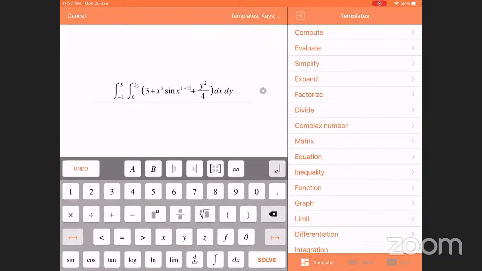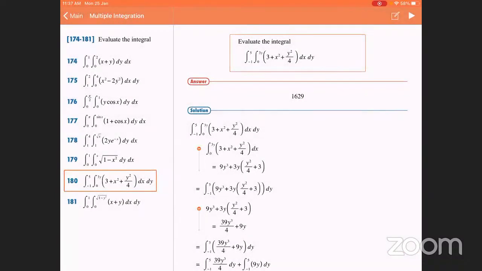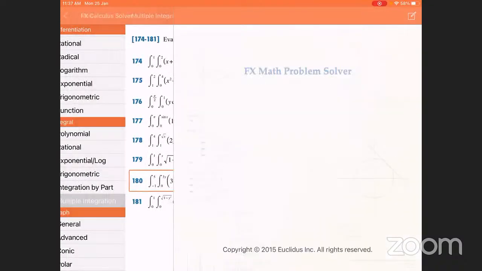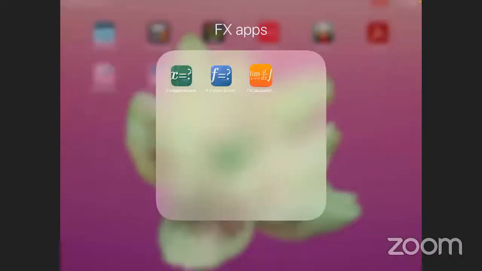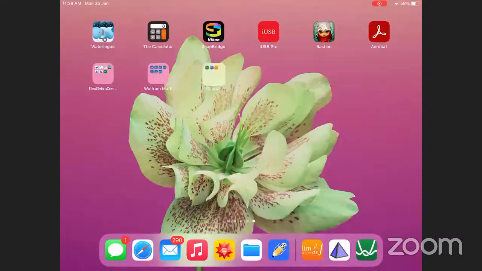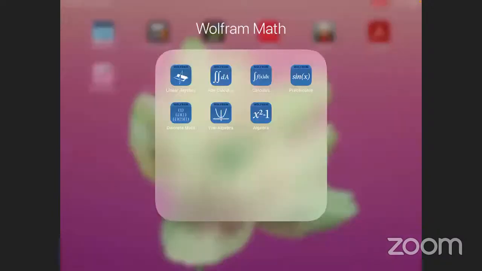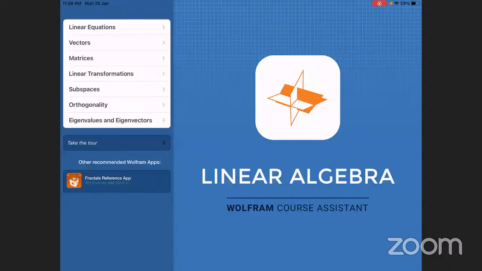Therefore, almost all the calculus things can be done by using this. It's a wonderful app, which is specifically designed to meet the demands of calculus. And a similar app is there for algebra also. I want to look into a special course assistant for linear algebra. I want to look into this linear algebra course assistant. This linear algebra course assistant deals with these ideas of linear algebra.